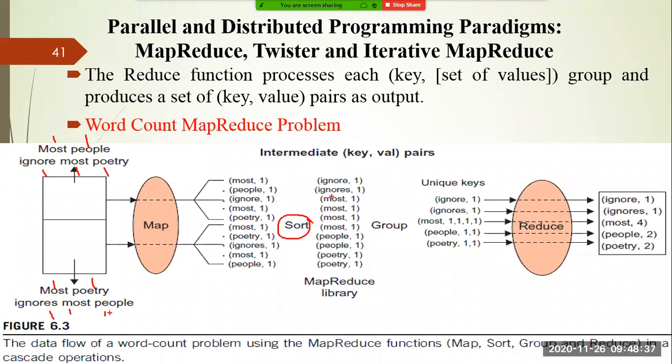Then we are going to perform the sorting. Okay, why are you doing this sorting? Because the grouping becomes easier. So once you sort this, you can collect. Ignore is repeated one time, ignores is repeated one time. You can see here, in the first file ignore is there, in the second file ignores is there. Don't combine it. Most is repeated how many times? 4. So this is the list. People is repeated 2 times and poetry is repeated 2 times. Then you are giving this to a reduce function. The reduce function combines everything and says most is repeated 4 times. Okay, so this process you are going to follow in MapReduce.